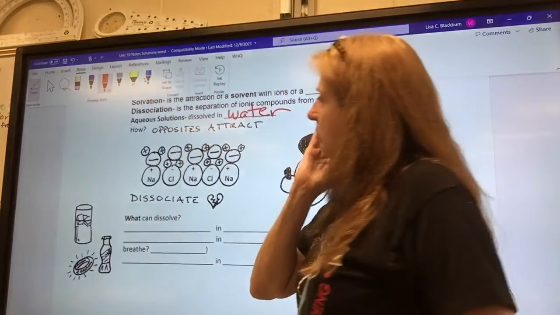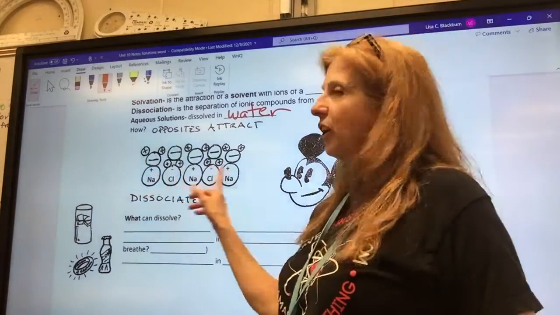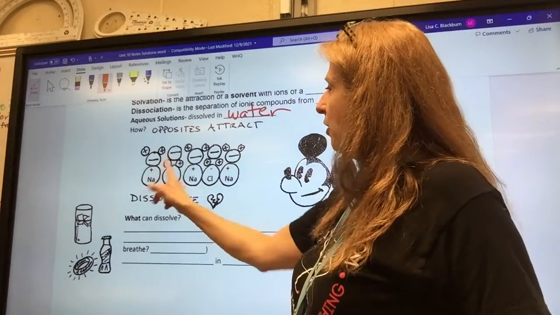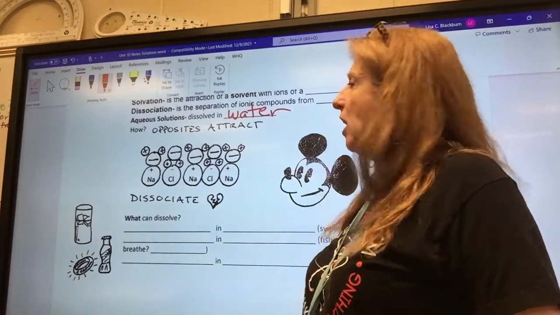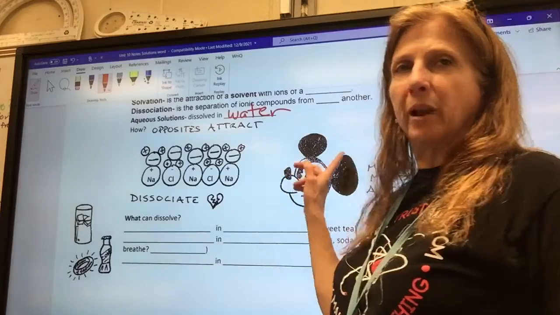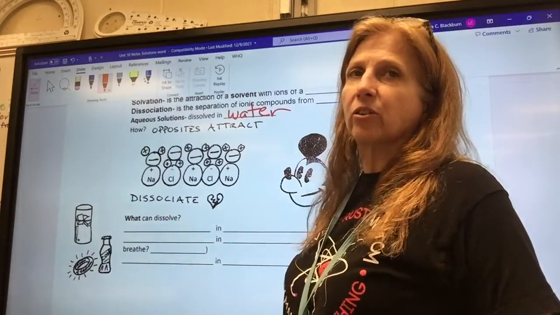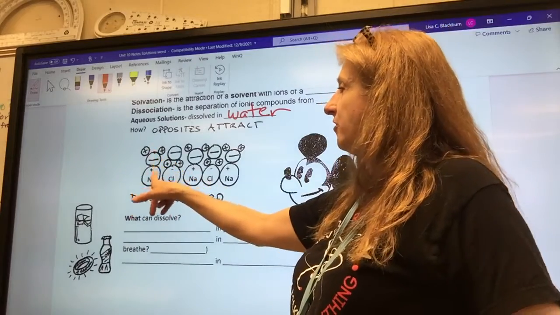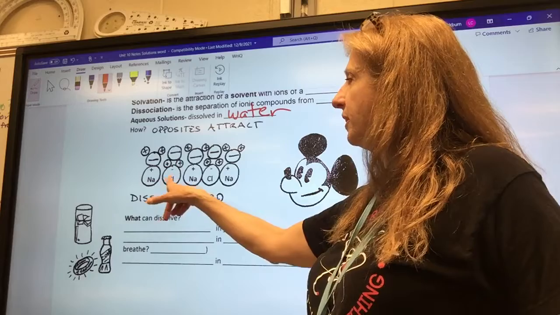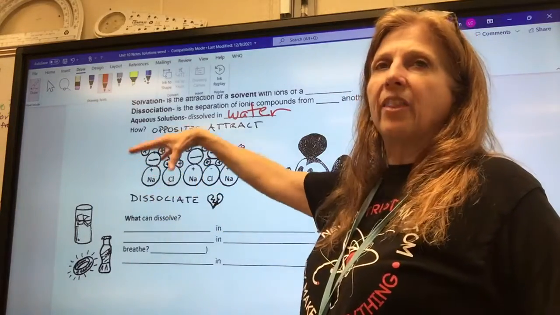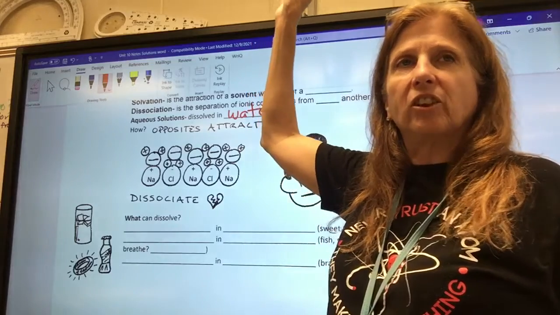Now, how does this work? It works on the fact that opposites attract. So here I've got sodium chloride salt, and the sodiums are positive and the chlorines are negative. Remember that water is shaped like Mickey Mouse with a negative head and positive ears. The negative head lines up with the positive sodium, and the positive ears line up with the negative chloride, and the water pulls the salt apart. Does that make sense to you?